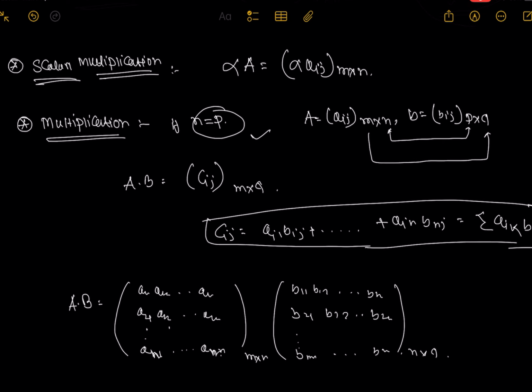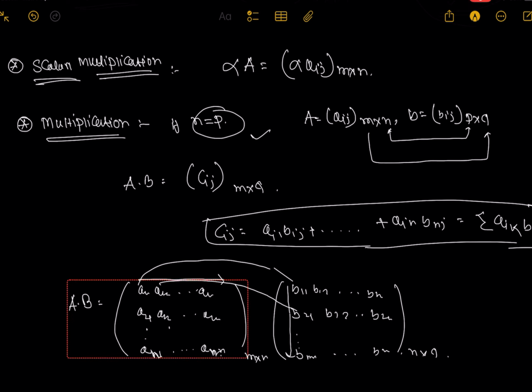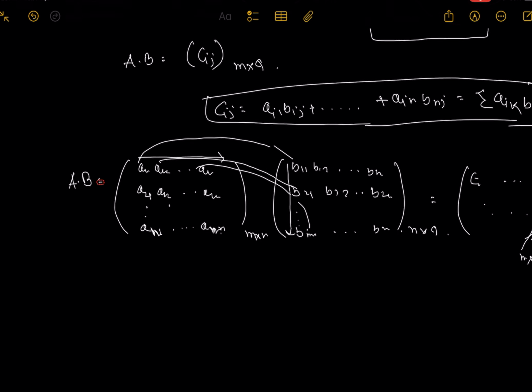So in matrix multiplication, this first row with the first column: a11 b11 plus a12 b21, and so on. This is a continuous process. Then we get that c, this element. This is of order m cross q.